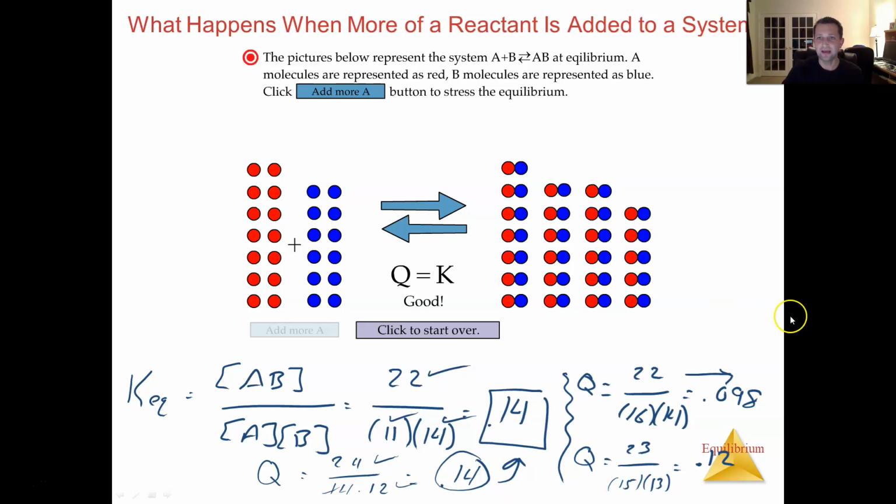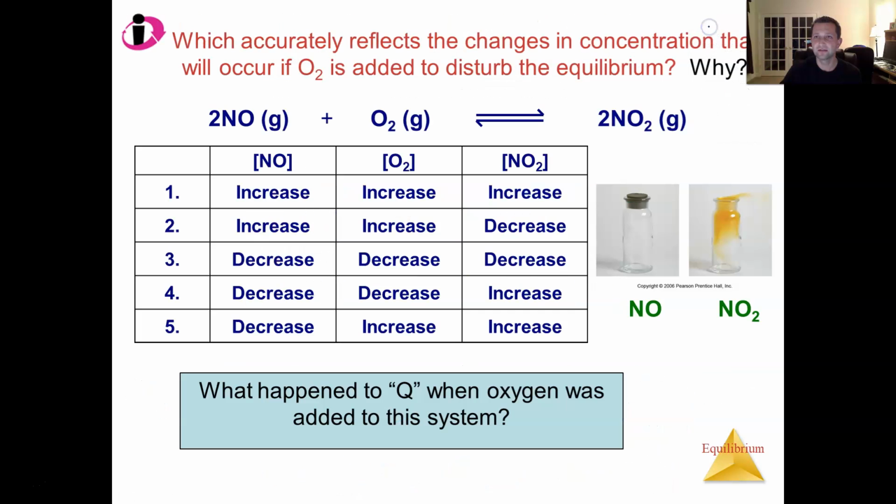So let's take a look at another example here. If I can get this to actually move ahead a slide. There we go. Okay, so which accurately reflects the changes in concentration that will occur if O2 is added to disturb the equilibrium in this system. All right, so we're adding some O2 to that system. We're increasing that. So automatically we know that this is the wrong answer and this is the wrong answer. Okay, so we increase the concentration of oxygen gas.